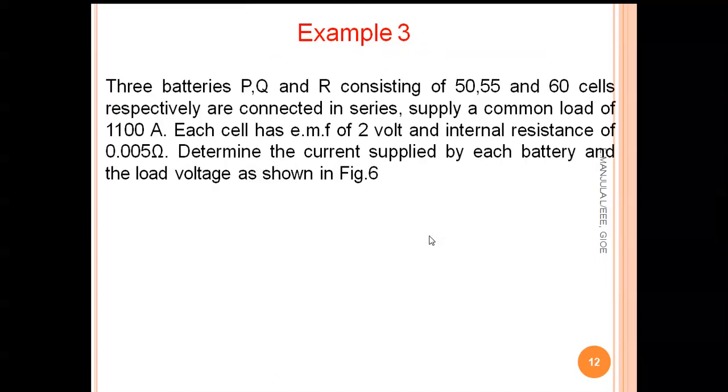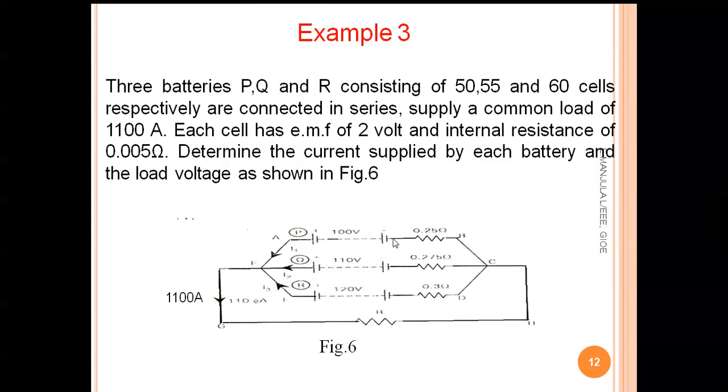Now we will go for another problem. Three batteries P, Q and R consisting of 50, 55 and 60 cells respectively are connected in series, supplying a common load of 1100 amps. Each cell has an EMF of 2 volts and internal resistance of 0.005 ohms. Now, determine the current supplied by each battery and the load voltage as shown in the figure. Yes, so this is the figure.